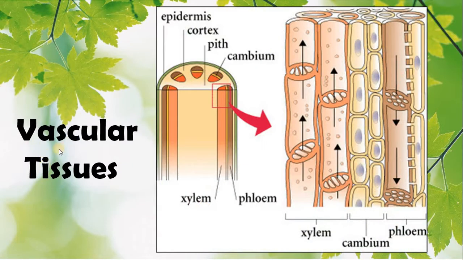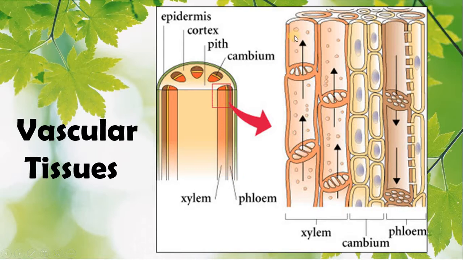Now we look at the structure of the vascular tissues in plants. This is the cross section of the stem. We focus here today. These are referred to as the vascular bundles. Vascular bundles consist of xylem, cambium, and phloem.